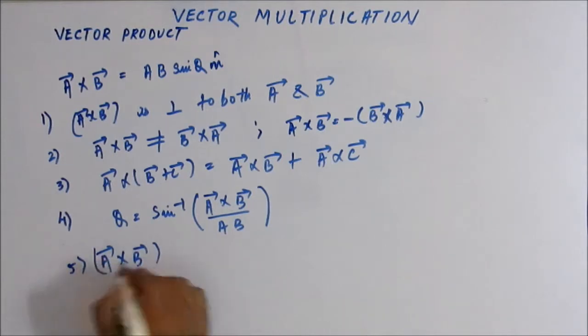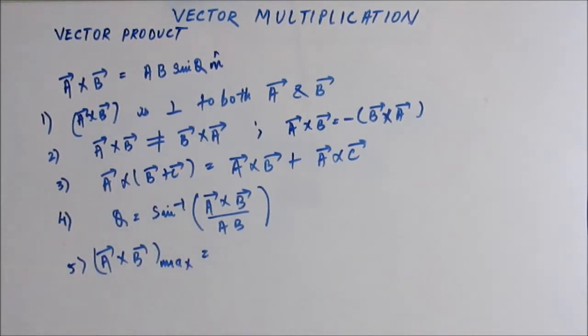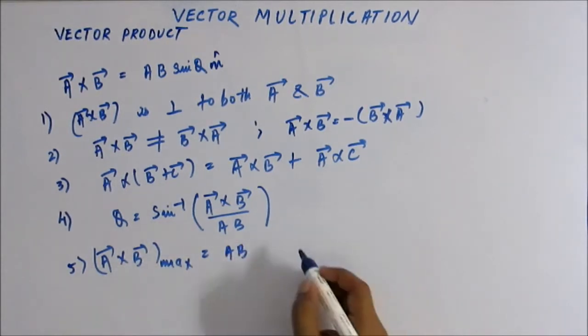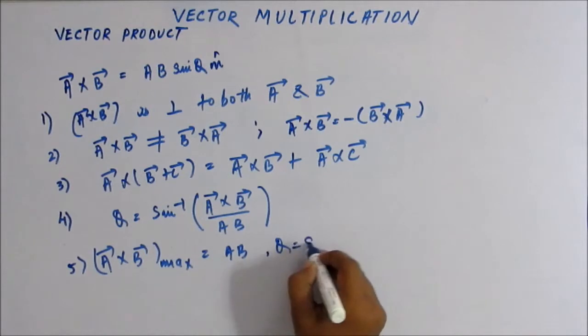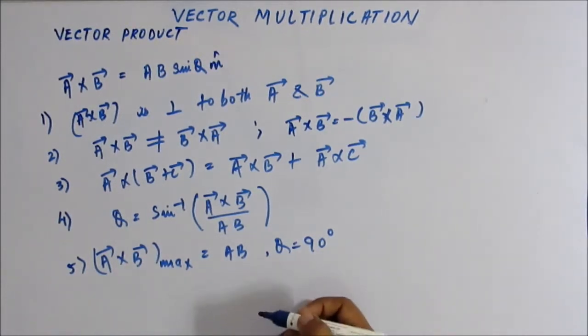And certain simple things, the maximum value of A cross B would be A into B. That would happen when sine theta is 1. That would happen when theta is equal to 90 degree. And this is in complete contrast with the dot product. The maximum value was when theta is equal to 0 degree. Right? Because of the difference of the function. There it was cos and here it is sine, and that is very obvious.